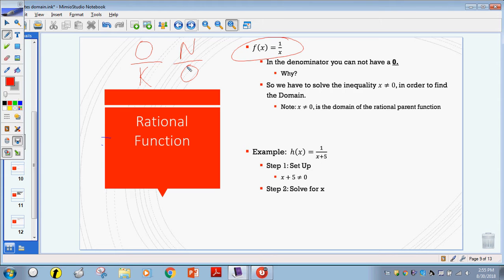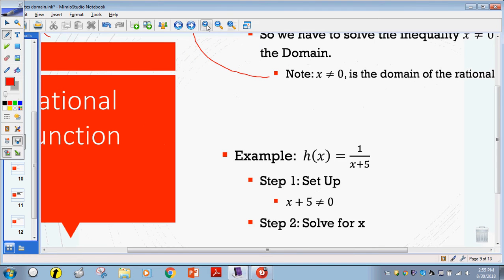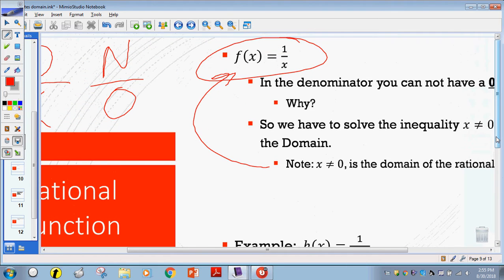Okay? So, we have to solve the inequality. x does not equal 0. So in our previous restriction, we started off with x is greater than or equal to 0, right? And this restriction, it is x cannot equal 0. So it's the same 2 steps. You set it up, you solve for x. It's just that we are now setting it up to something different. Okay? Note that x cannot equal 0. That is the domain of our rational function. So the domain of our rational function is x cannot equal 0. That's its inequality notation.